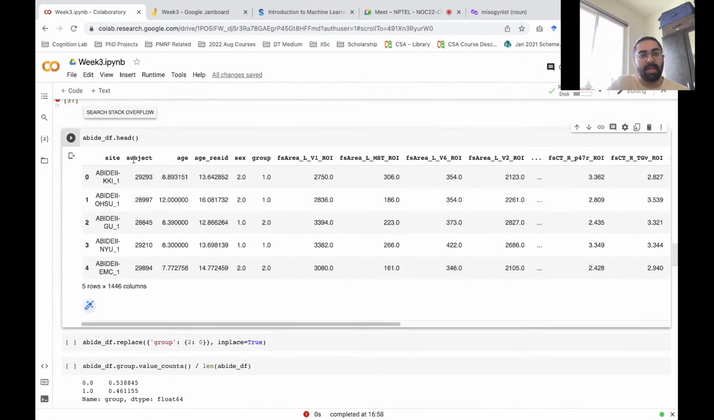So as you can see, for example, ABIDE II, the data frame has things like the subject ID, the age of the subject, the gender, and the group that it belongs to. Group is the one where one means that the person is autistic, and two means that it is not autistic, also called the control variable. And then you have all of this data that we obtain from FreeSurfer.